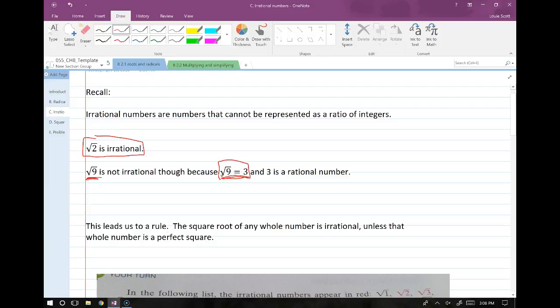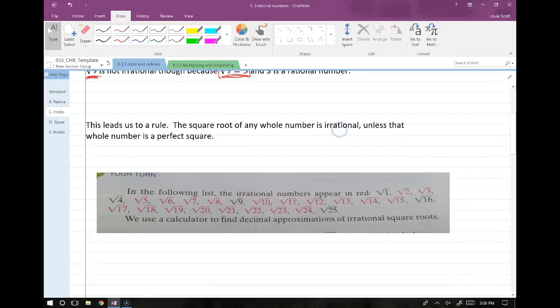And so this leads us to a basic rule. The rule says the square root of any whole number is irrational unless that whole number is a perfect square, okay? And so the number 15, that's not a perfect square. If we had the square root of 15, this would be irrational, right? What about 21? 21 is not a perfect square, so the square root of 21 is irrational. But 16, that's a perfect square. The square root of 16 is equal to 4, and that is rational.